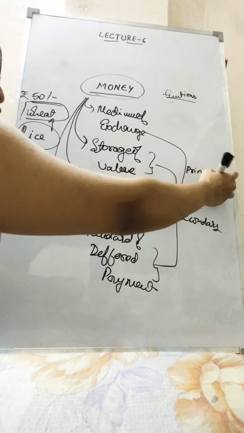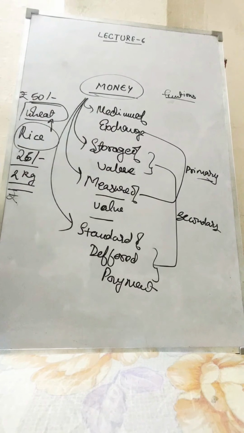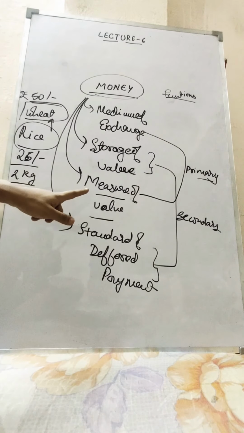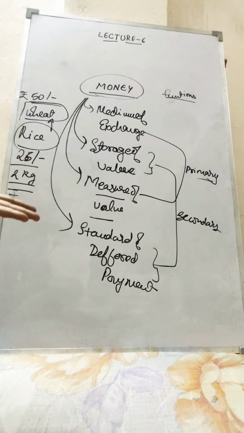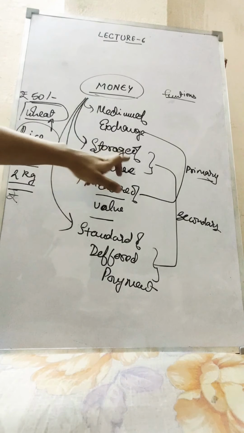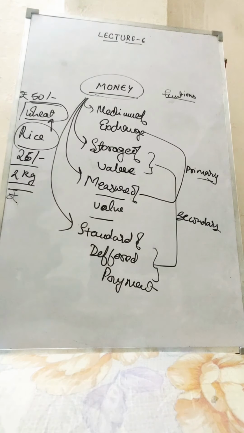That is, it's most important for us as a medium of exchange plus as a measure of value. So primary functions are the most important functions which are resolved by money, and secondary functions become storage of value along with standard of deferred payment.